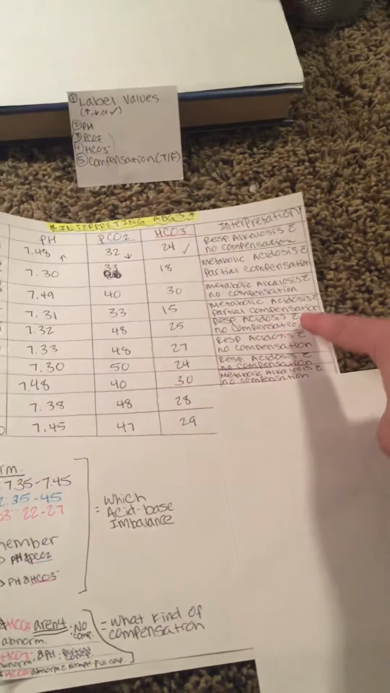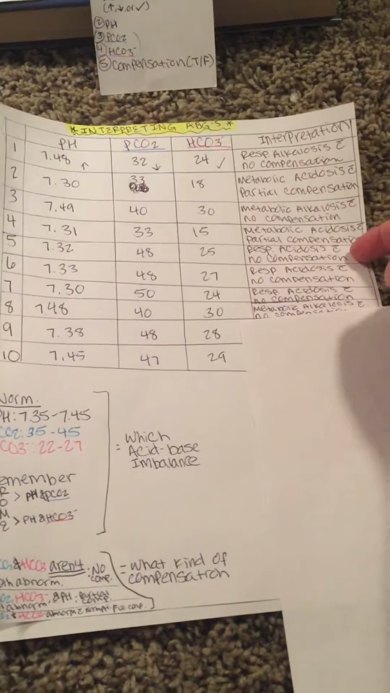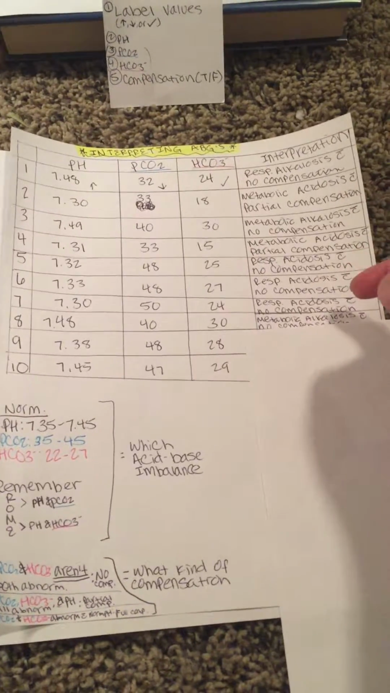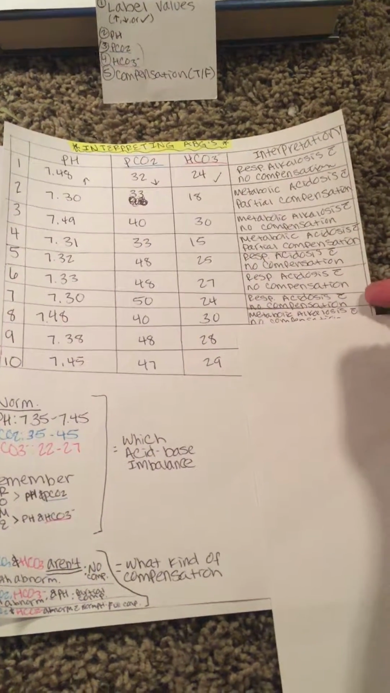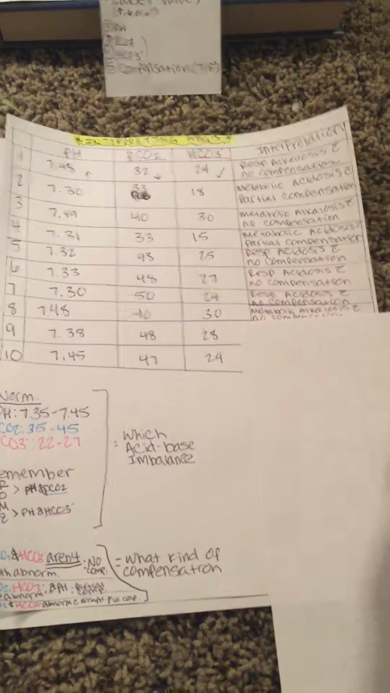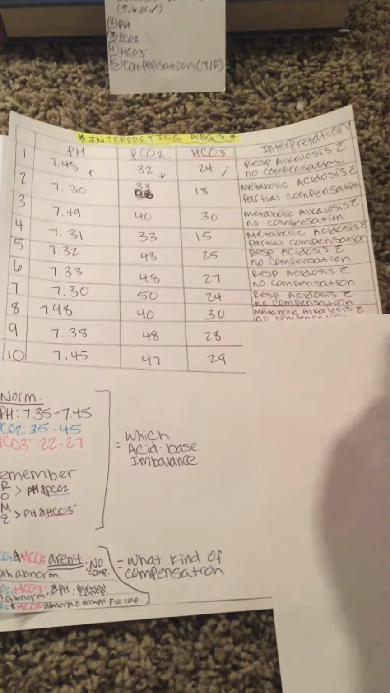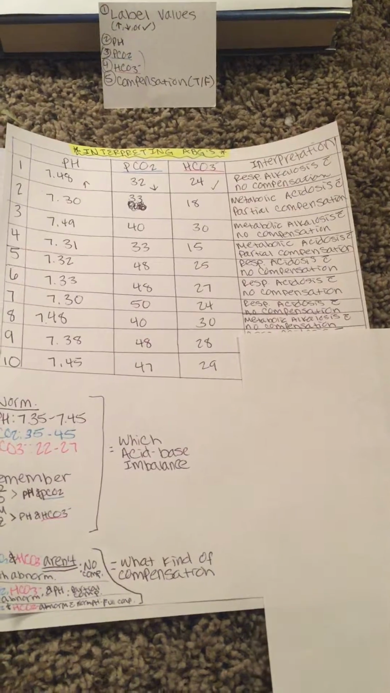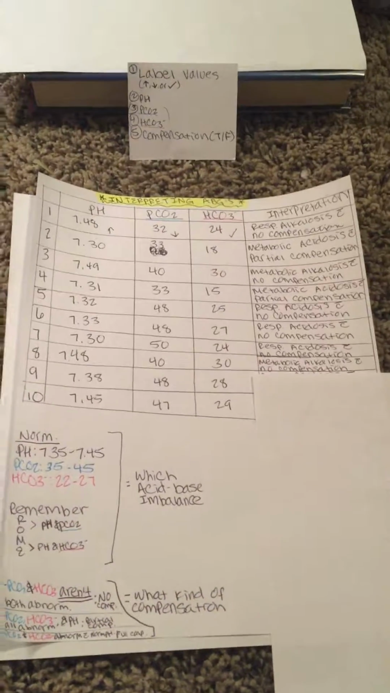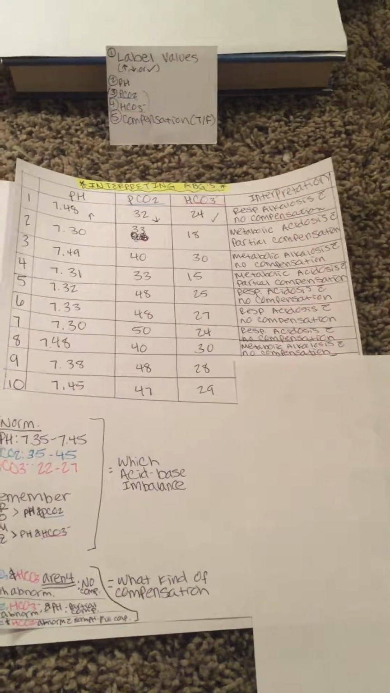All right, respiratory acidosis with no compensation. Respiratory acidosis with no compensation. Respiratory acidosis with no compensation. Metabolic alkalosis with no compensation. And then let me show you guys, these last two are going to be an example of full compensation.